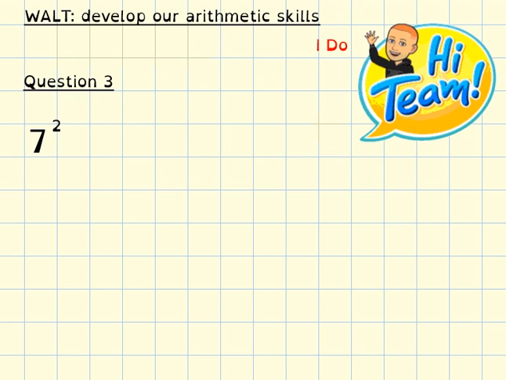Question number 3, 7 squared. We have practiced our square numbers quite a lot over the last few months. 7 squared means 7 times 7, which gives us the answer 49.